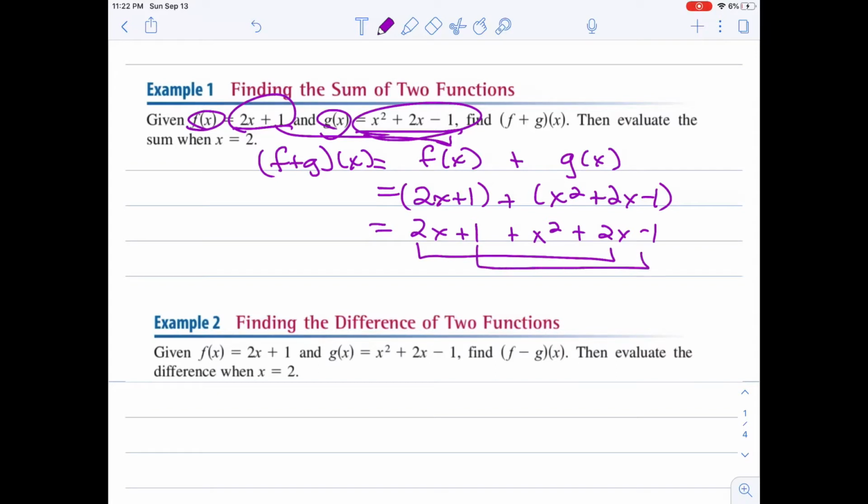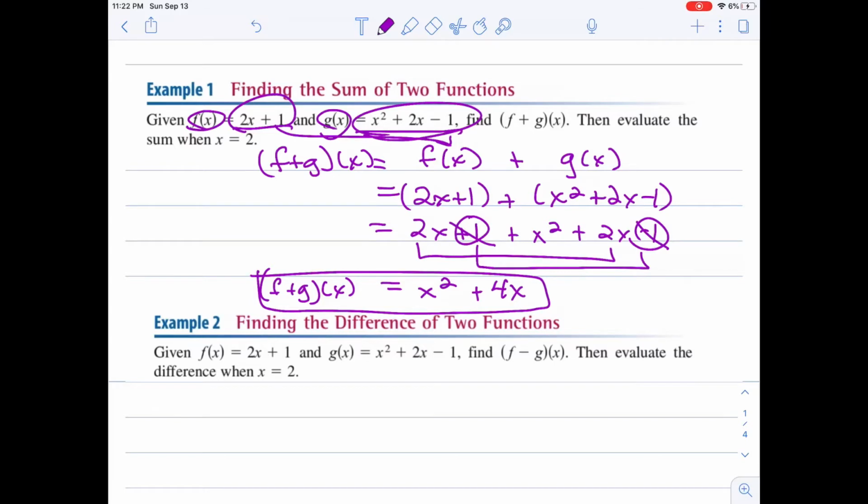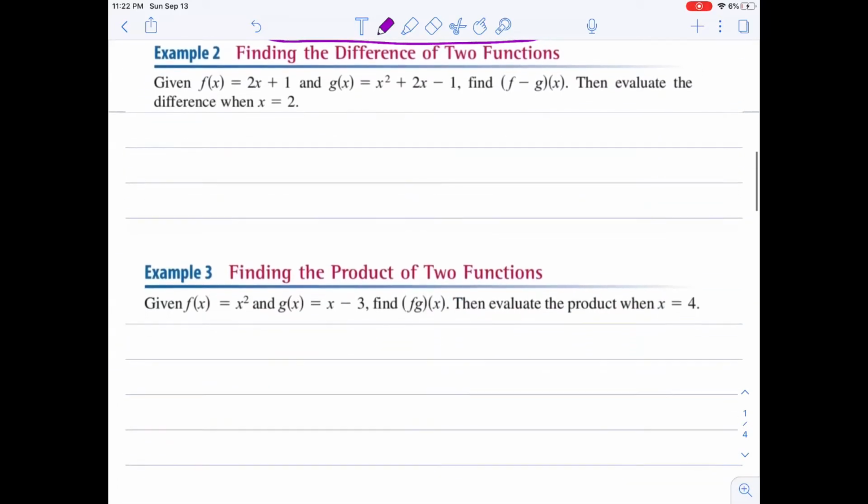We're going to combine like terms. We're left with x squared and 4x, because 2x and 2x is 4x. And this positive 1 and negative 1 are gone. So we're left with f plus g of x equals x squared plus 4x. All right, how about finding the difference?